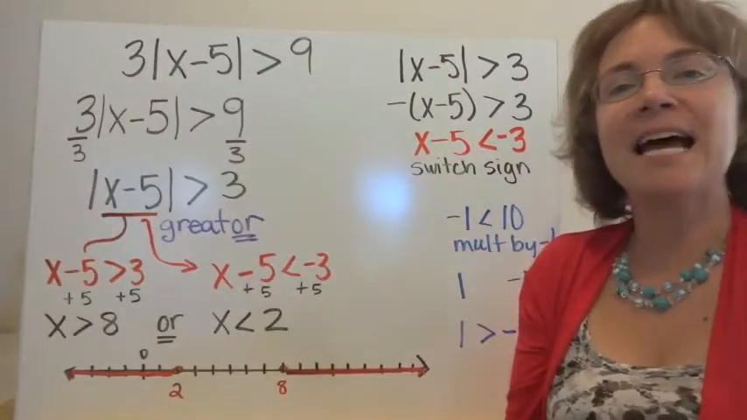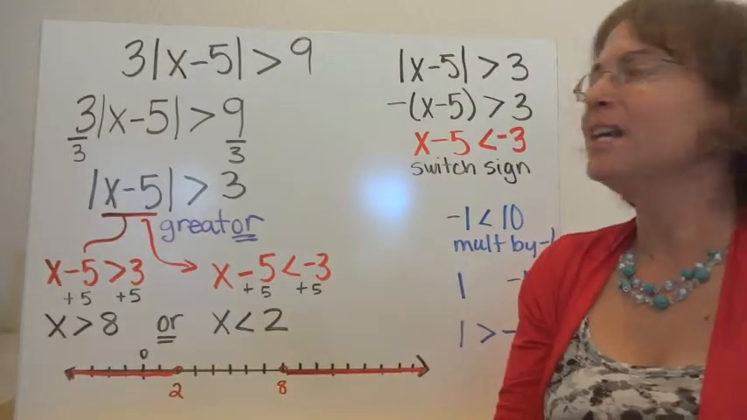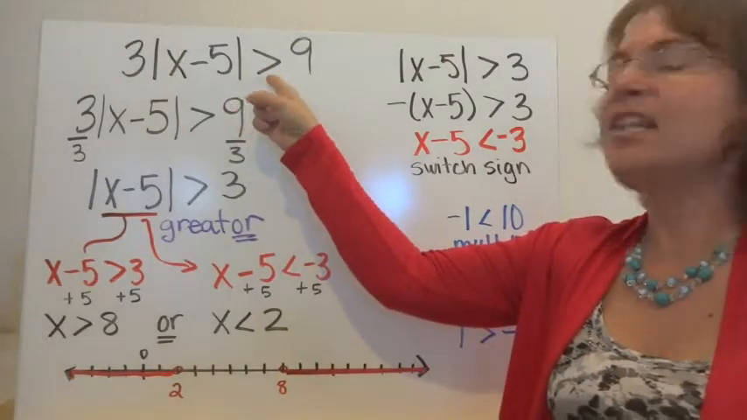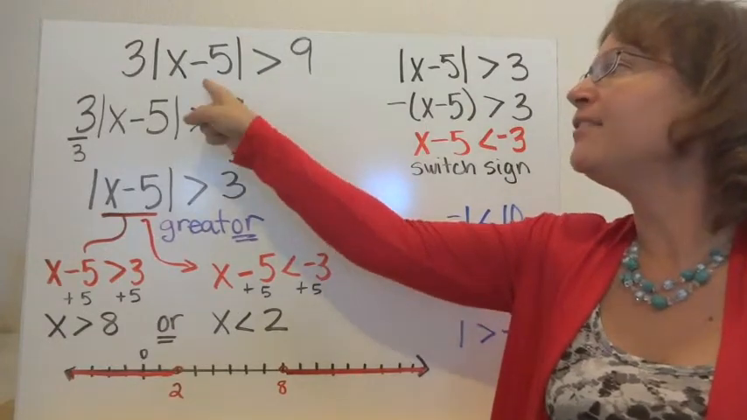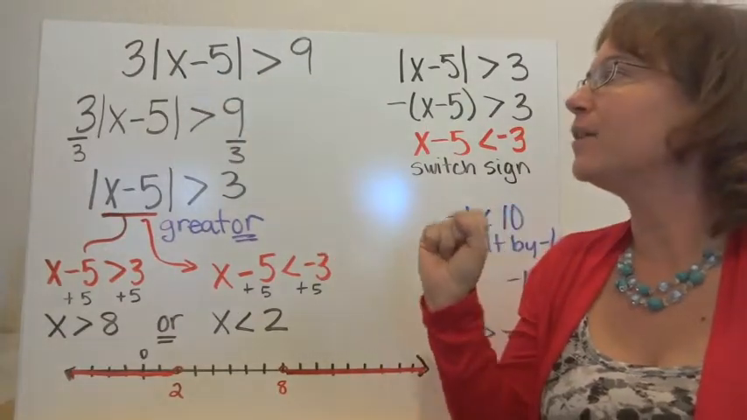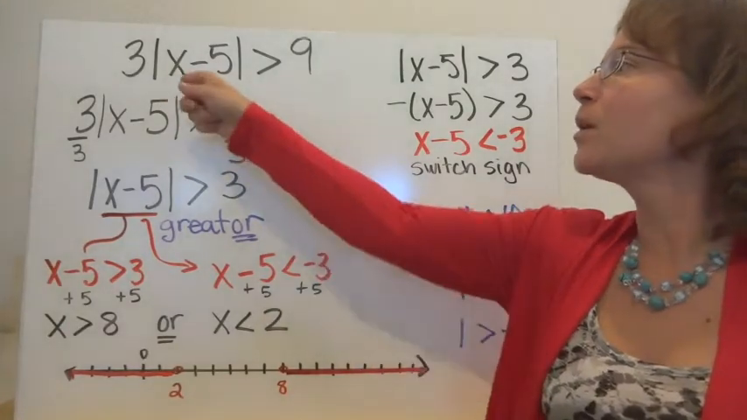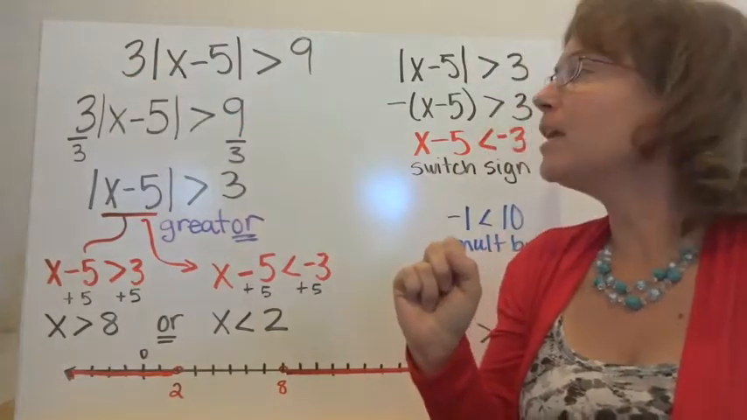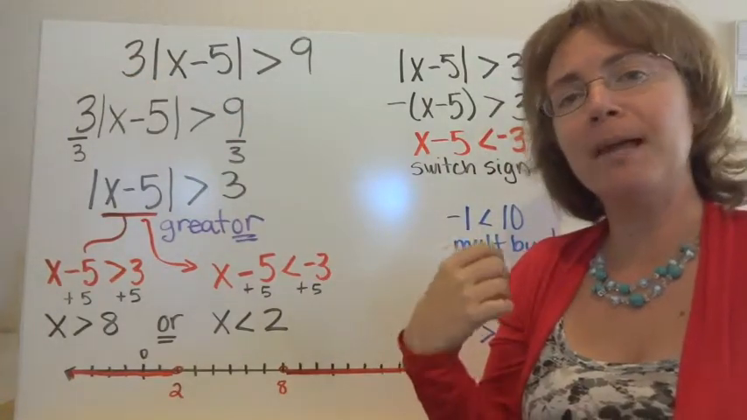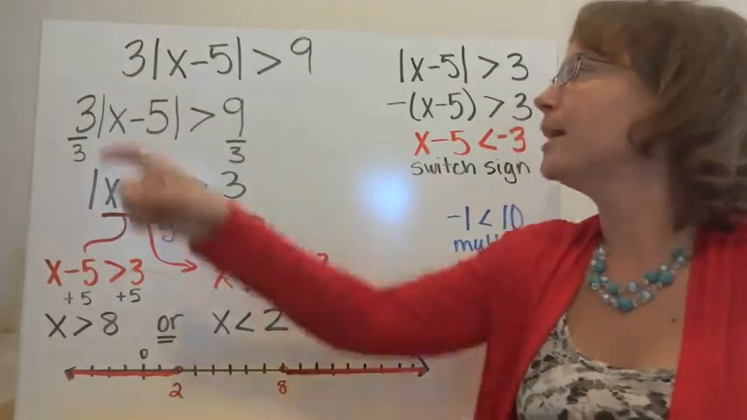3x times the absolute value of x minus 5 is greater than 9. So when we're solving this, we can't look at this yet and say, oh, this is greater, so this is "greater than" or. We have to isolate the absolute value. To do that, we're going to do just what we did when we were doing equations. We're going to isolate this, and it's been multiplied by 3, so we're going to undo that. And we can do that by multiplying by 1/3 on both sides, or we can divide by 3.